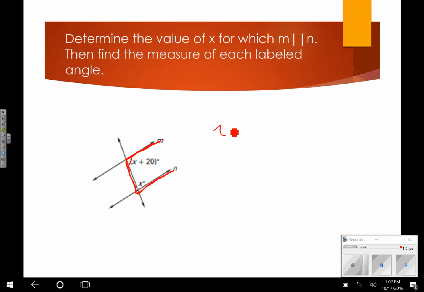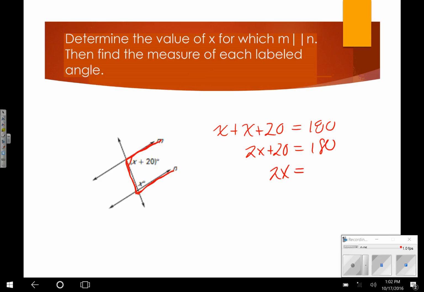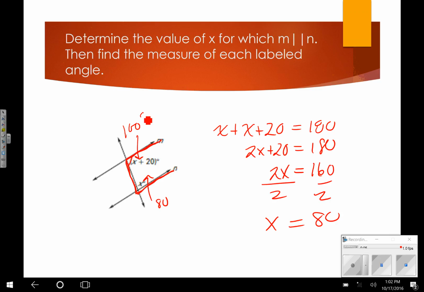So 2x plus 20 equals 180. If I subtract 20, I get 2x equal to 160. If I divide by 2, x equals 80. So this angle here is 80. And since they're supplementary, that angle there is 100 degrees.